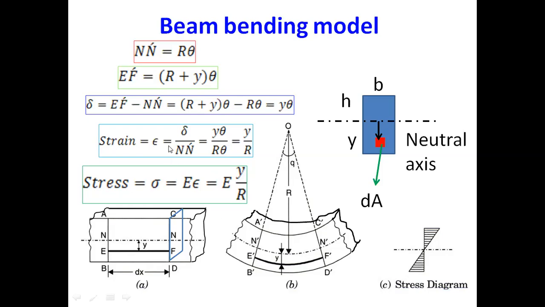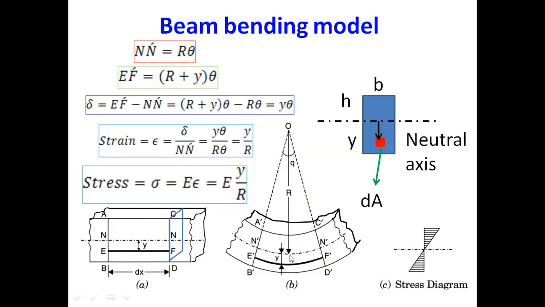So epsilon is equal to delta by the original dimension, n dash. Delta we have just computed, y theta, over the original dimension n dash. We have already calculated that it is r theta. This theta would cancel with this theta. The normal strain here is y by r. This is the strain that is produced in the beam.